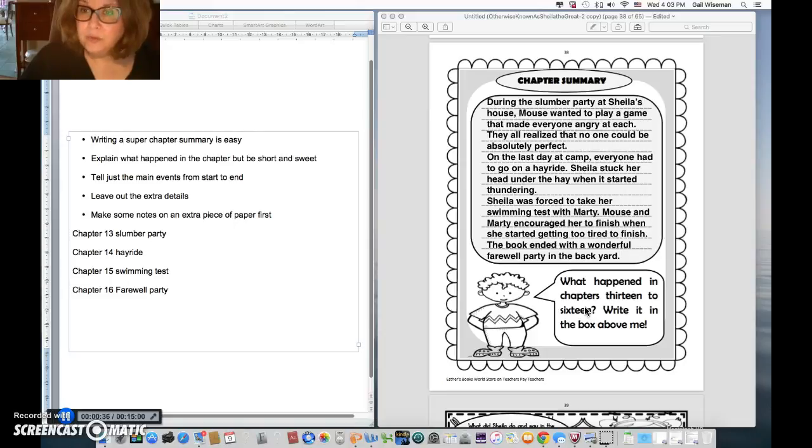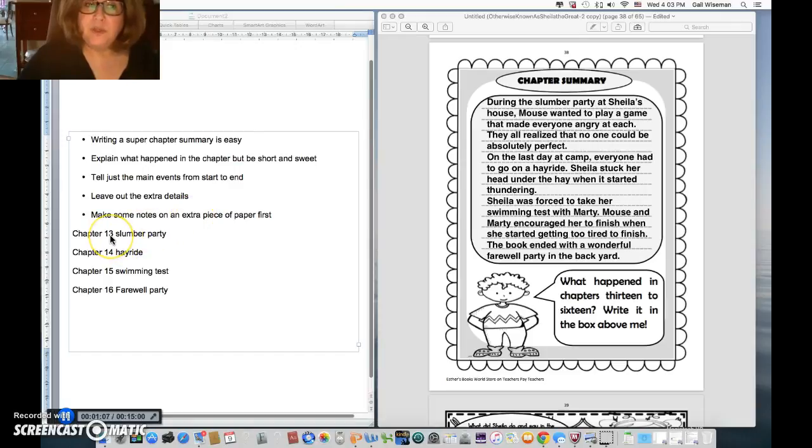If you think about it, you're writing a summary for many different chapters. The book is huge. There's many pages in the book, but the summaries can't be as long as the book that Judy Blume wrote. You're writing a summary for chapters 13, 14, 15, and 16, but you're putting all of that information on one sheet. It has to fit. So you have to only tell the main events in order from start to end.